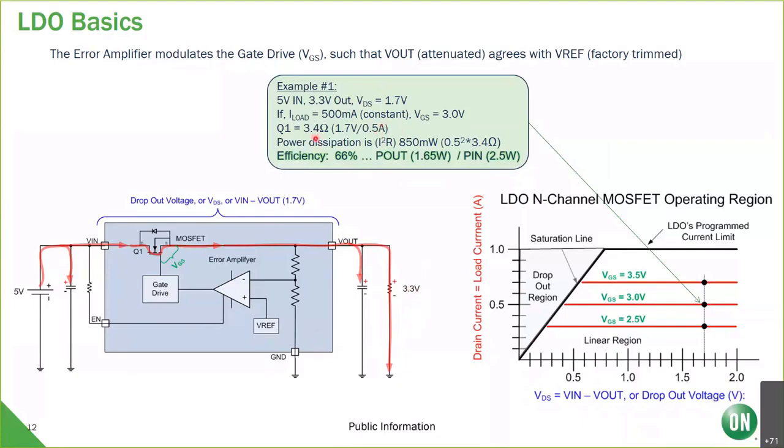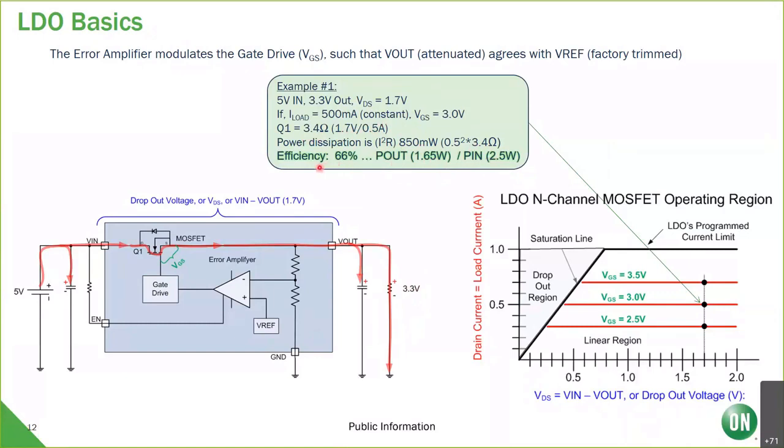So Q1 will equal 3.4 ohms, and that's simply Ohm's law. That's the VDS, so 1.7 over the 500 milliamps. The power dissipation, again, is Ohm's law, I squared R, or 850 milliwatts, which is 500 milli times 3.4 ohms. And the efficiency is 66%, which is P out over P in, 1.65 watts over 2.5 watts. Well, you can see that efficiency isn't so great.